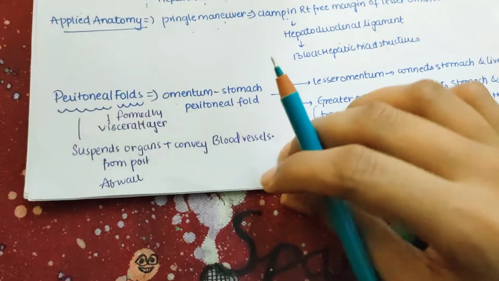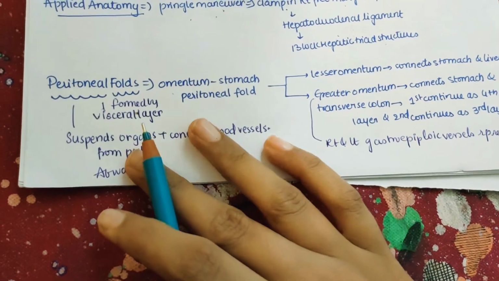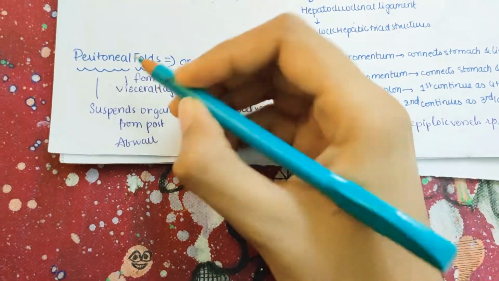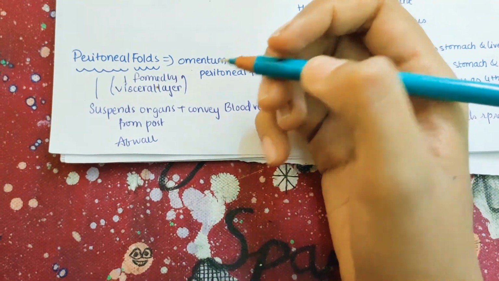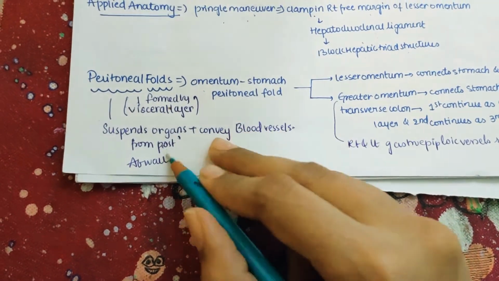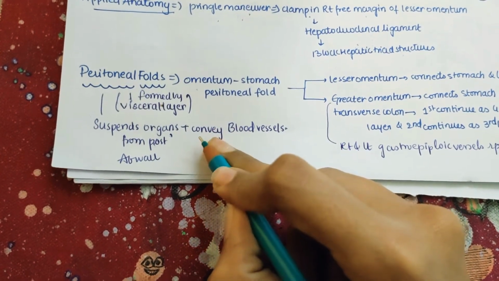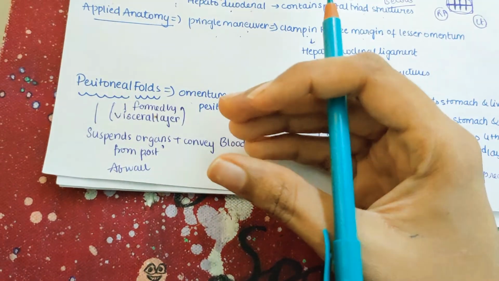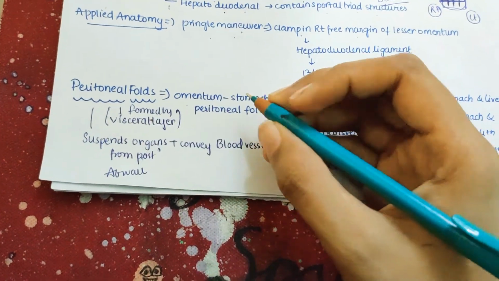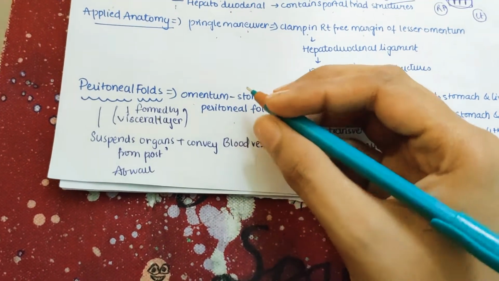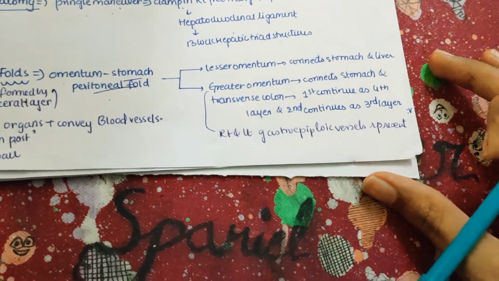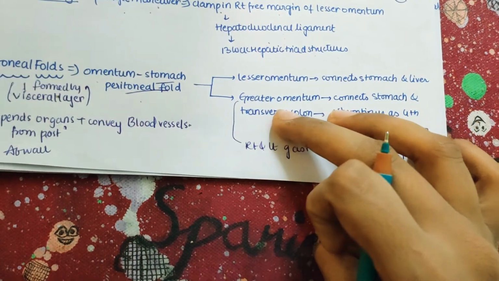So now it's time to discuss the peritoneal folds. So actually, what are peritoneal folds? The peritoneal folds are formed by the visceral layer, and they suspend the organs from the posterior abdominal wall, and also they convey different blood vessels. These are the peritoneal folds. So omentum of the stomach is a peritoneal fold. Omentum is divided into lesser omentum and greater omentum.